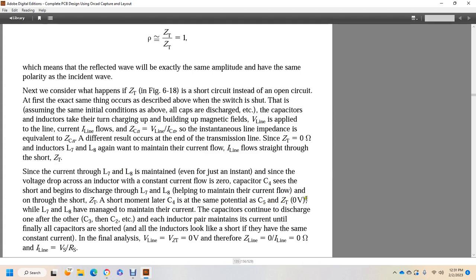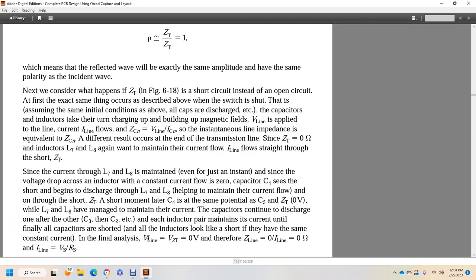Capacitor 5 goes to the termination impedance voltage of 0 volts. While inductors 7 and 8 manage to maintain the current, the capacitors continue to discharge, one after the other, capacitors 3 and 2, etc. Each inductor pair maintains a current. Finally, with the capacitors shorted, the inductors also look like a short and have the same constant current.